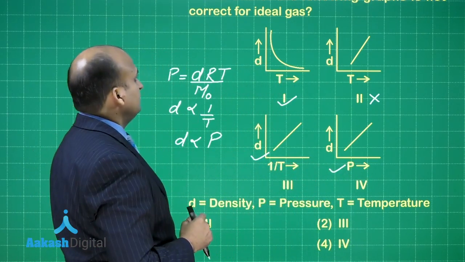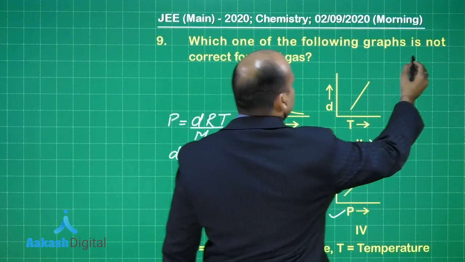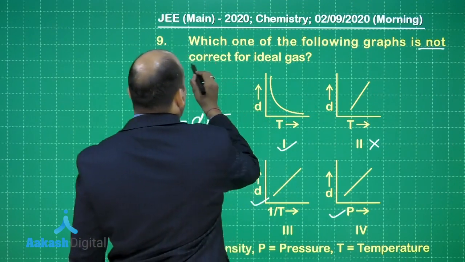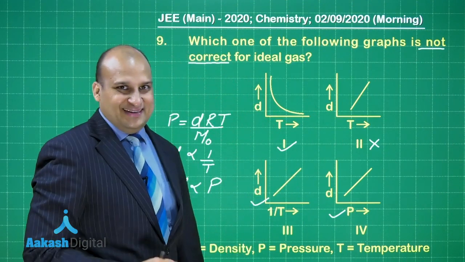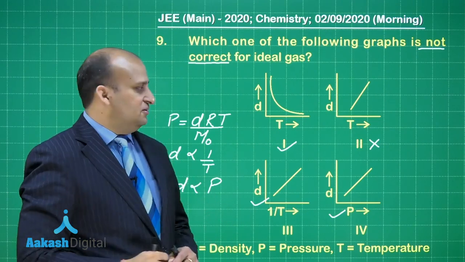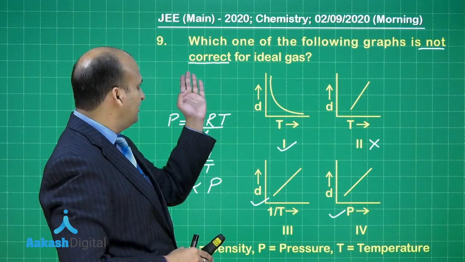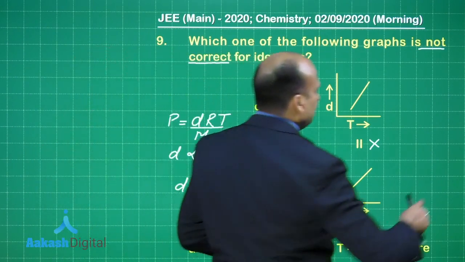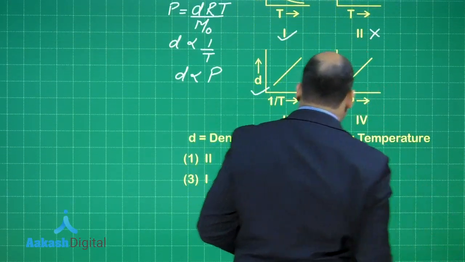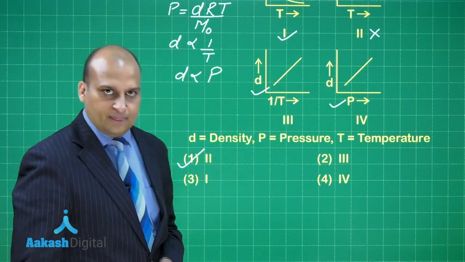What is it that they are asking? They are asking for the graph which is not correct. Okay. They are playing with words a lot. Many a times they are saying not correct. I see most of the students say, oh, this is right, sir, first is right. But they are not asking correct, they are asking not correct. So the second one is not correct, my dear friends. So second one means the first choice. So this is the right answer.